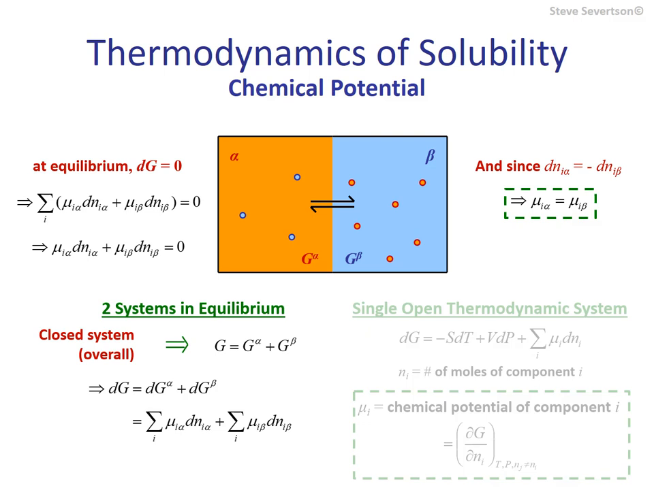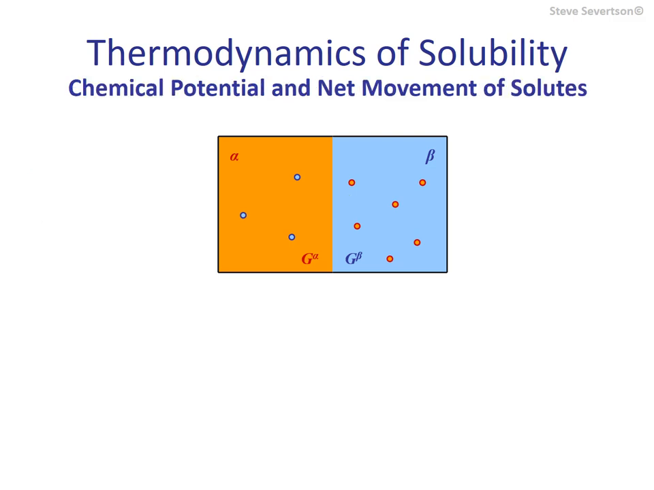This same argument can be extended to additional phases, with the requirement for equilibrium being that the chemical potential per component must be the same in all the phases. This approach is useful because it allows for the free energy of each solute to be developed individually. Thus, we can consider the free energy of dissolution of a solute independent of other solutes and the solvent. Clearly, chemical potential values are useful for determining the equilibrium distribution between phases, but it also provides information on the direction of net flow of chemical species.